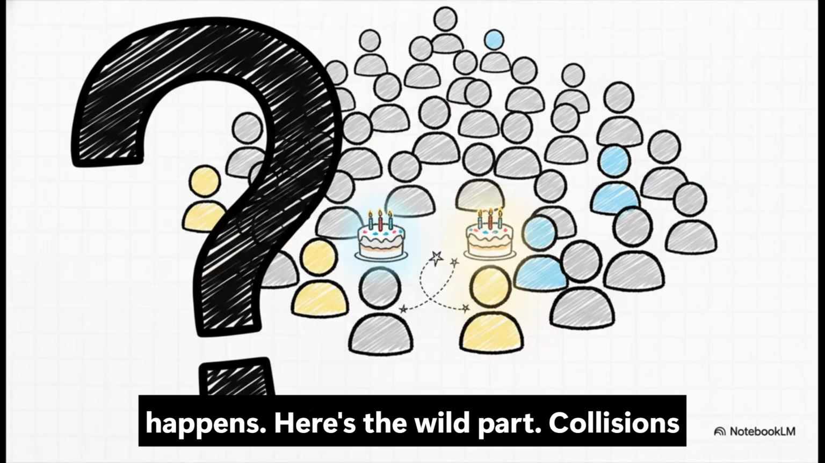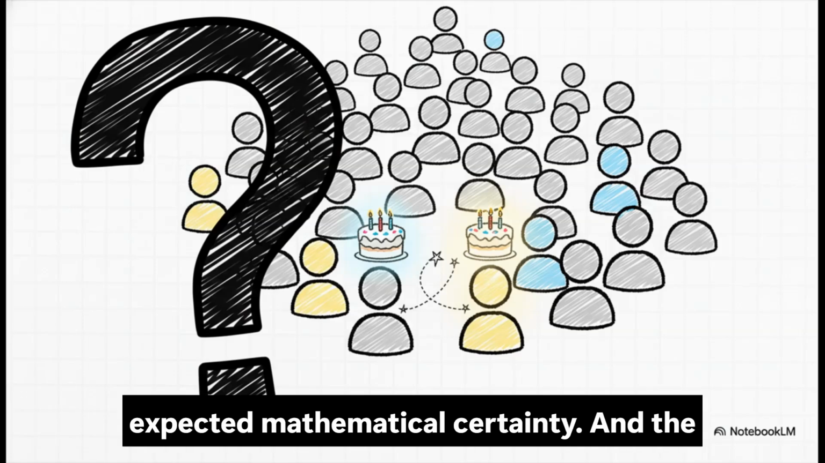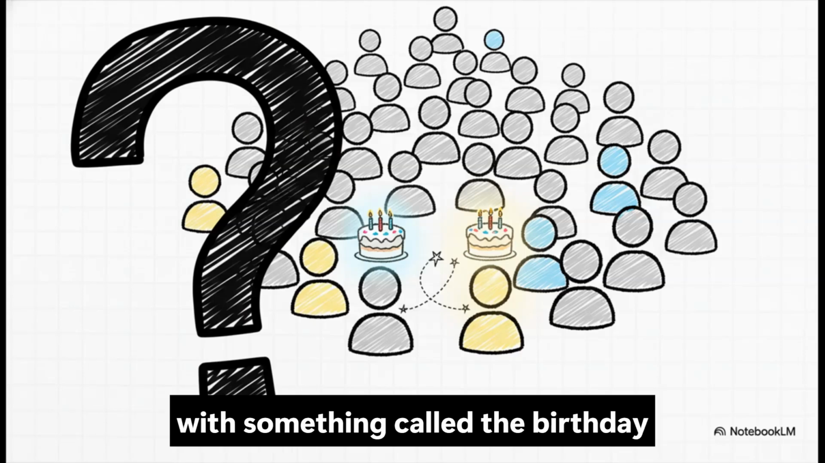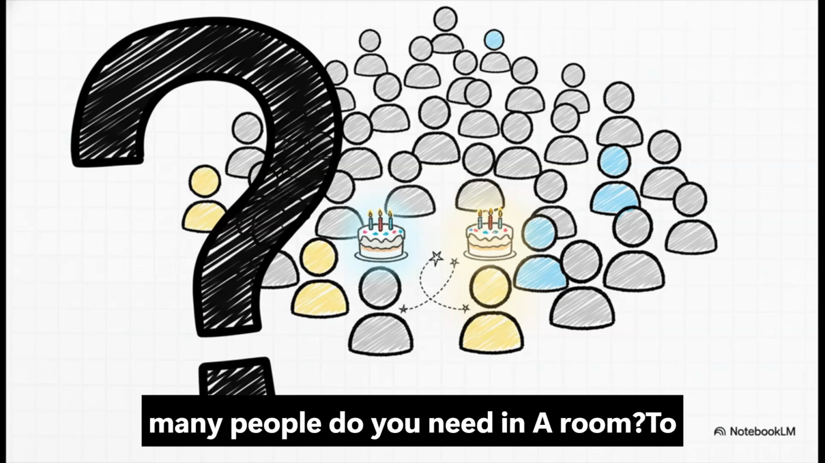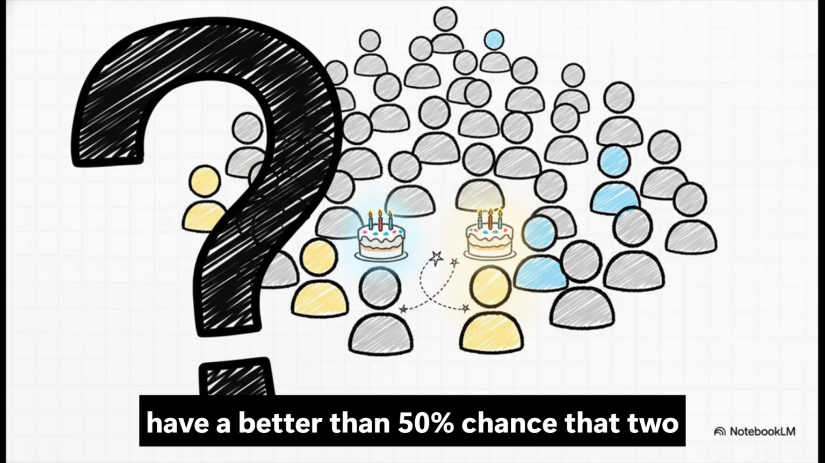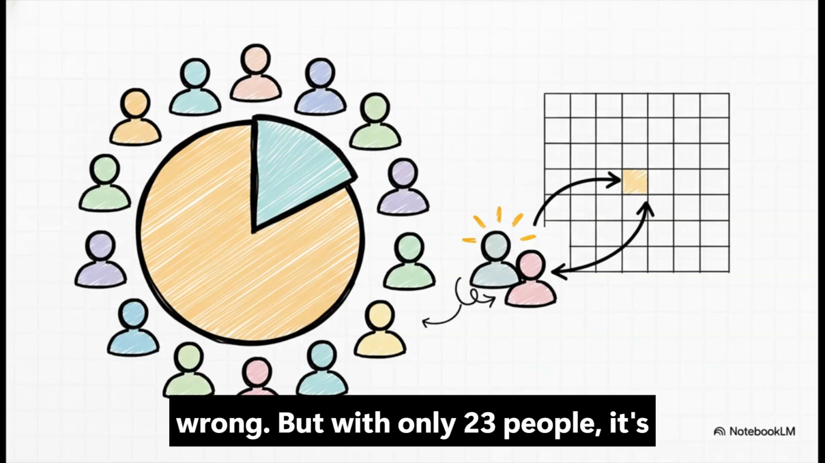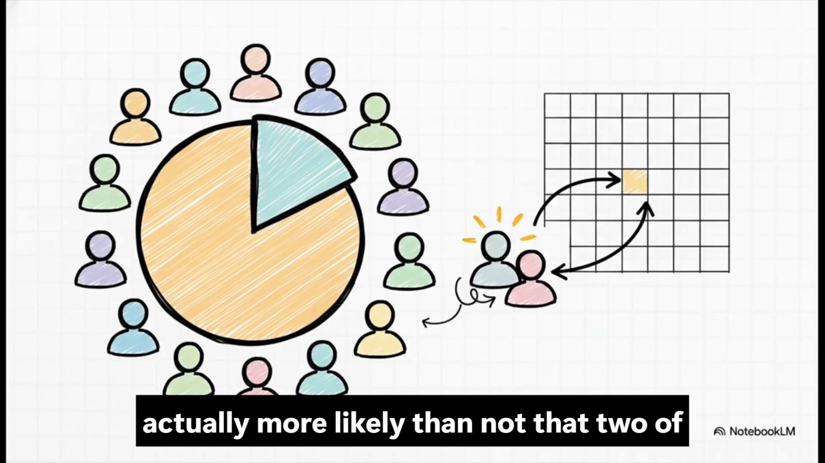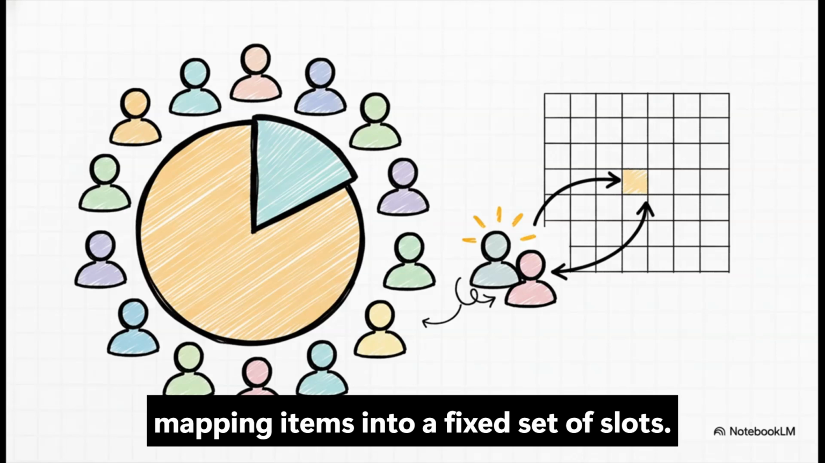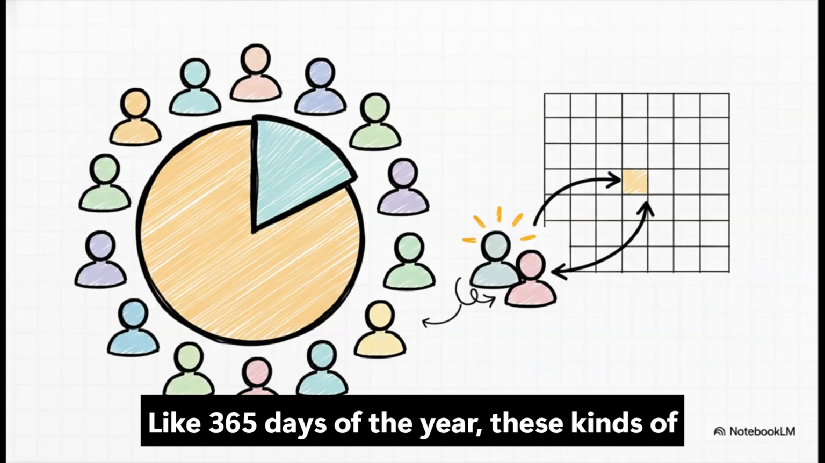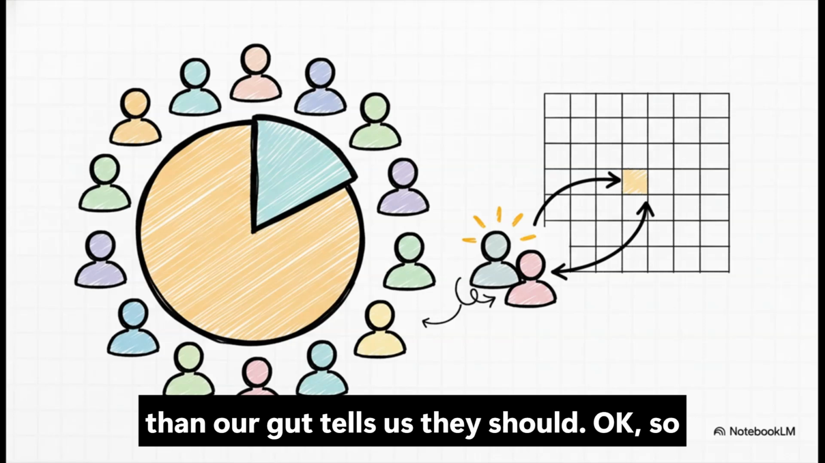Here's the wild part. Collisions aren't some rare bug or a sign that your function is broken. No, they're an expected mathematical certainty. And the best way to wrap your head around this is with something called the birthday paradox. It poses a simple question. How many people do you need in a room to have a better than 50% chance that two of them share a birthday? The answer is just 23. That's right. It feels totally wrong, but with only 23 people, it's actually more likely than not that two of them share a birthday. This is a perfect illustration of our problem. When you're mapping items into a fixed set of slots, like 365 days of the year, these kinds of overlaps or collisions happen way faster than our gut tells us they should.